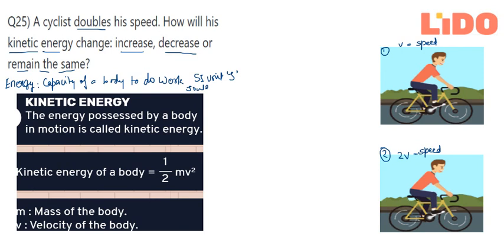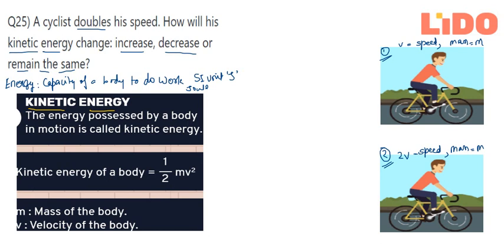What do we mean by kinetic energy? So energy possessed by the body due to its motion. So in both these cases, the body is moving, right? That is, the cycle is moving. Therefore, both of them have some kinetic energy, right? Since it is the same cycle, he has just doubled the speed of his riding of the cycle, right? So we will say that the mass of the cycle is the same. That is, the mass of the rider and cycle both will be the same, m, because he is riding the same cycle. Only the speed has changed.